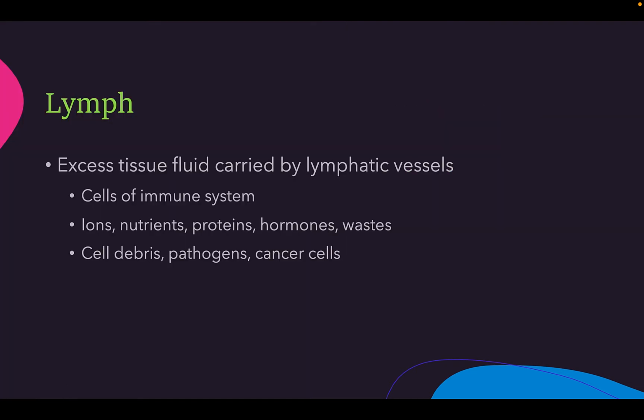So lymph is excess tissue or tissue fluid that's carried by lymphatic vessels. It carries cells of the immune system, ions, nutrients, proteins, hormones, wastes, basically everything that isn't circulating within blood or some of the byproducts of cellular activity. So there will be cell debris in there. You'll carry the pathogens through here, cancer cells that have been broken down, all that.